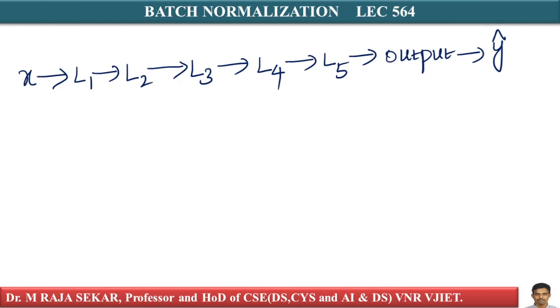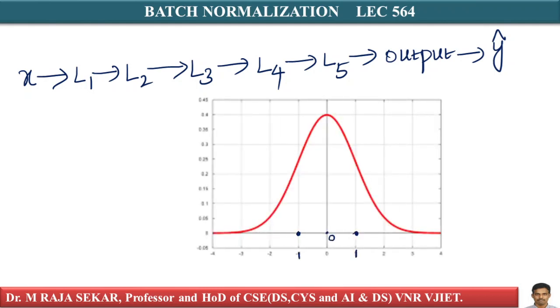Ideally, what we want is that all the inputs are mean centered. We want a mean of 0 and a variance of 1. This is what mean centering and variance scaling means. This is what data normalization means. This is the distribution of inputs that I want to see.